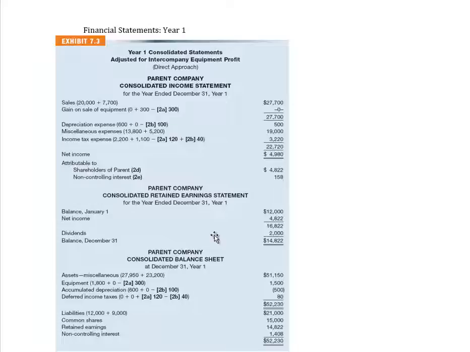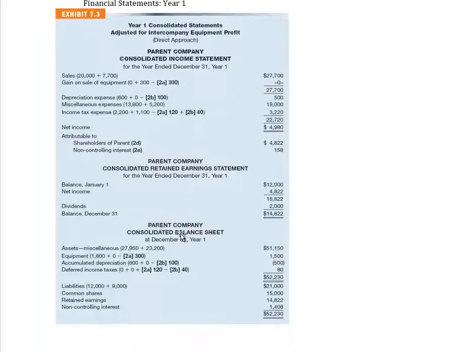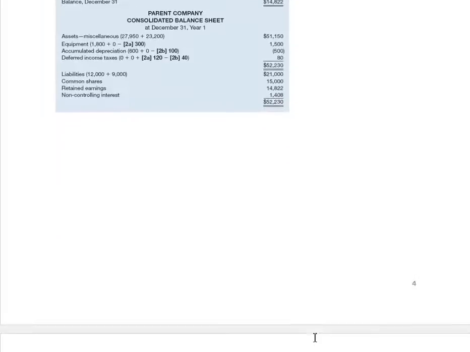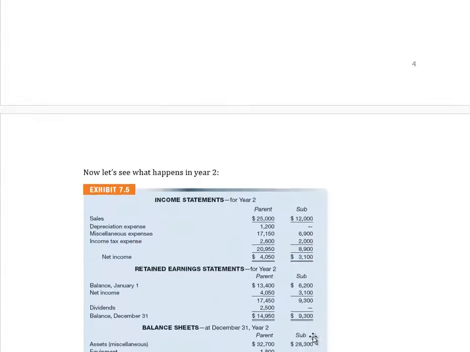So that kind of sets us up using the direct method to get a balance sheet here from a consolidated perspective that balances. Notice we've taken our NCI calculation and just put it in here, right? So now we're good. So now let's have a look at what happens in year two.